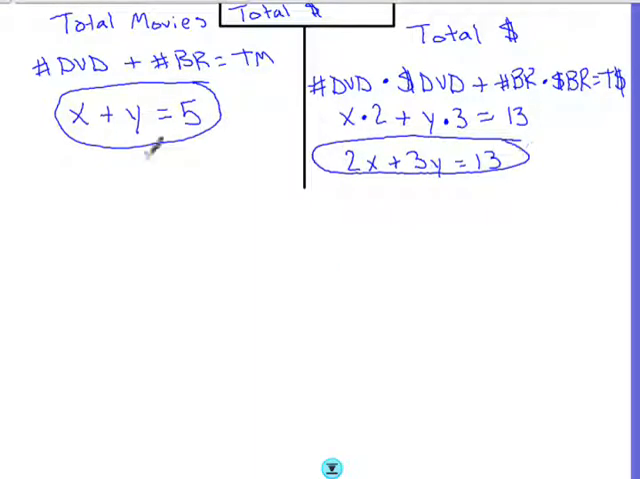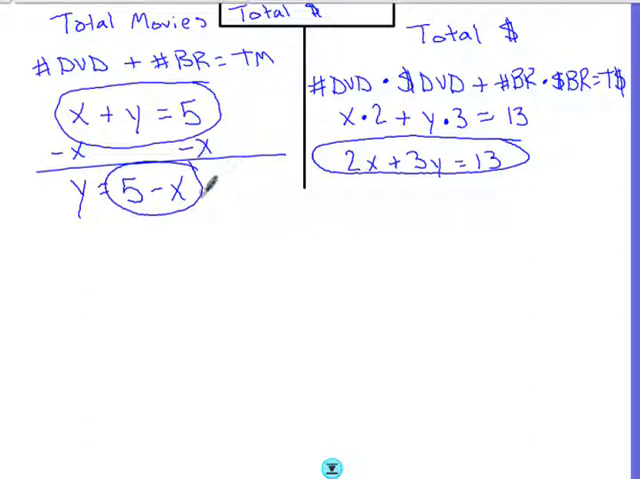Okay, so right there are my two equations. We can solve these any way that we want to. I'm going to go ahead and use substitution. So I'm going to solve this equation for y. Alright, so I'm going to subtract x from both sides. So now I have y equals 5 minus x. So I'm going to take this and plug it in for y in the other equation.